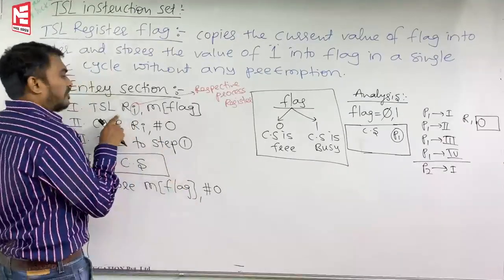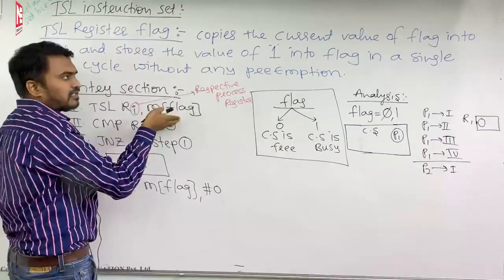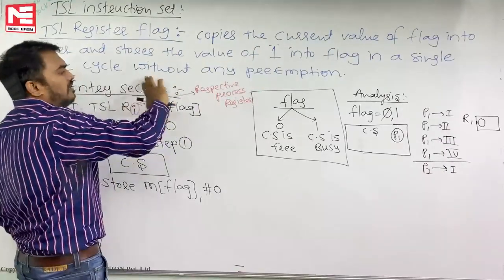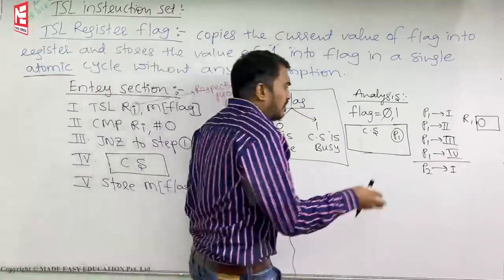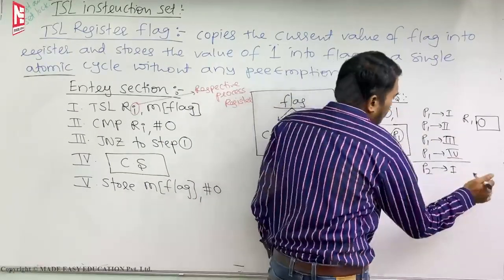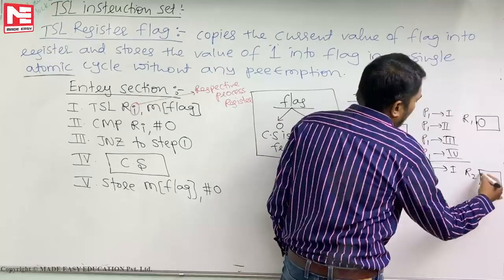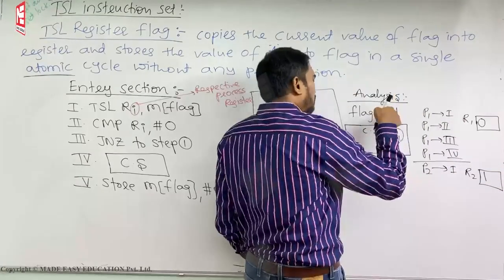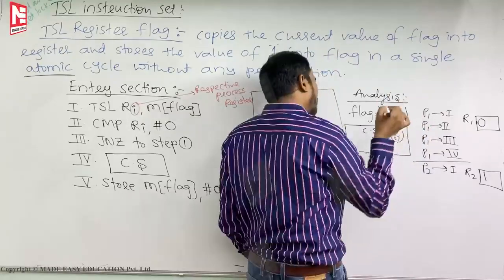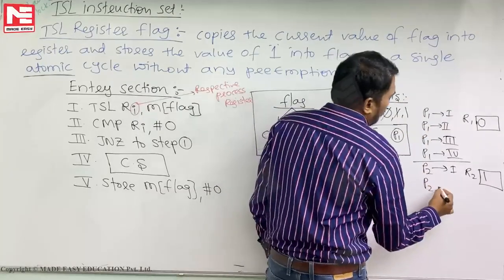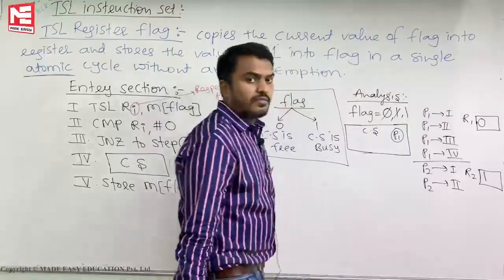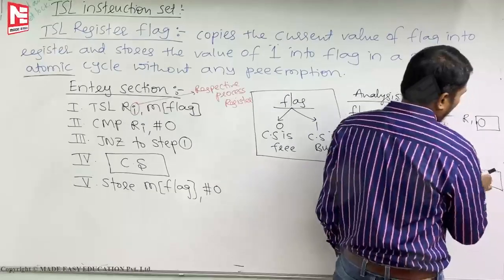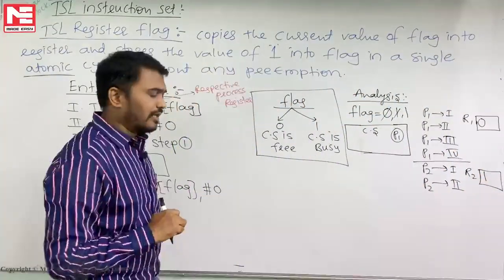What happens here? Same thing, whatever is written here will happen. It copies the current value of flag into register and stores the value of 1 into flag in a single atomic cycle without any preemption. Take the register for P2; every process has its own register. It copies the current value of flag into register and stores 1 into flag. The flag is already 1, but it will still set it to 1. Next, P2 executes the second instruction, which compares the register value with 0. When you compare this register value with 0, is it 0 or non-zero? Non-zero.